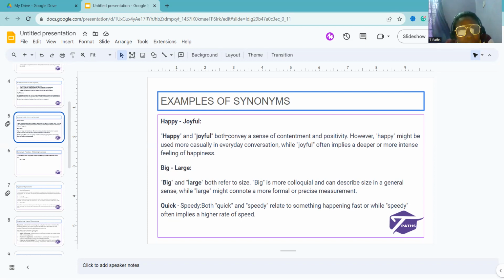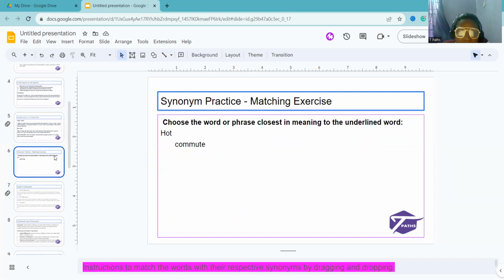Another example to consider is big and large. Big, large, obviously, is something you are familiar with. It's an everyday thing. Both refer to size. Big is more colloquial and can describe size in a general sense, while large might connote a more formal or precise measurement. Yeah, large is more used formally. Another example is quick. Both quick and speedy relate to something happening fast, while speedy often implies a higher rate of speed. Speedy is quite intense.